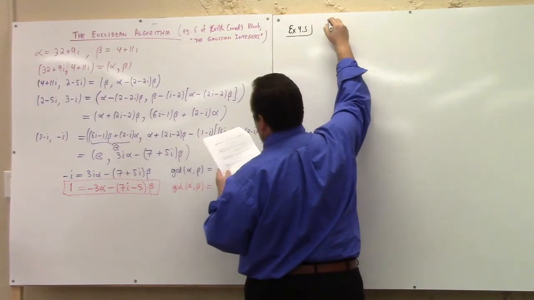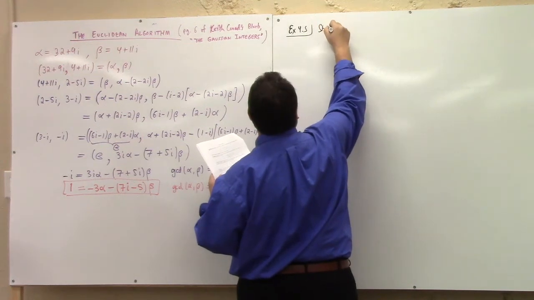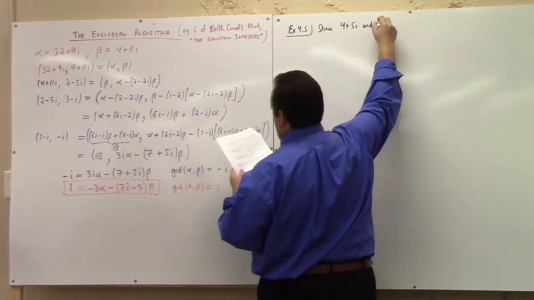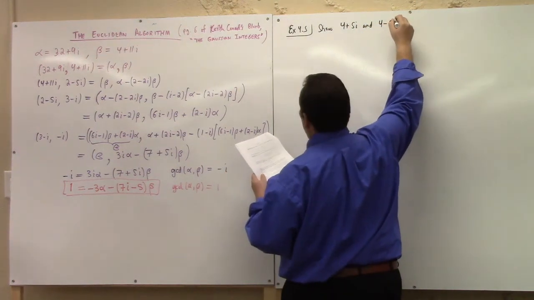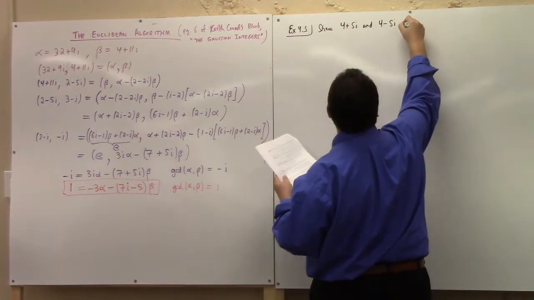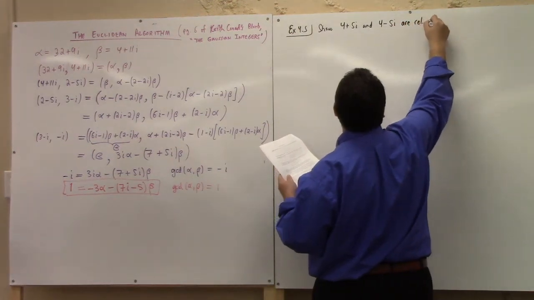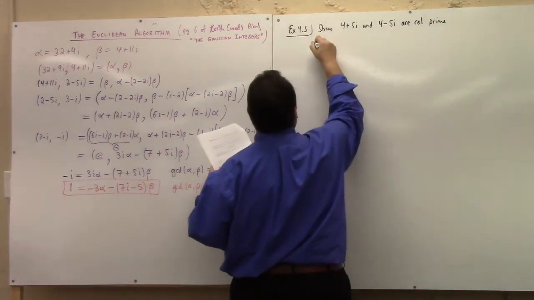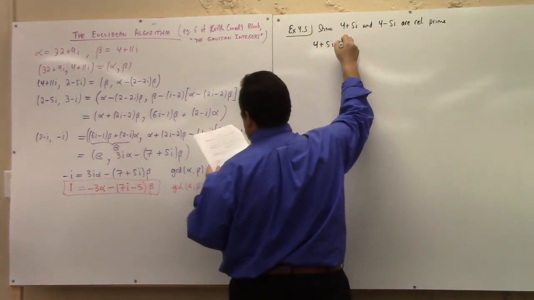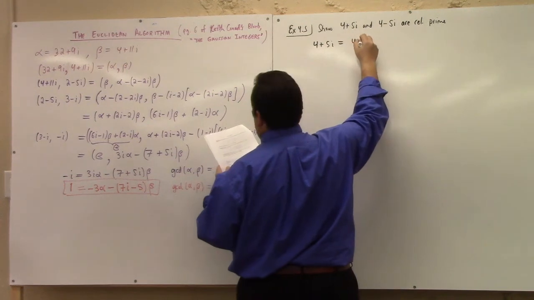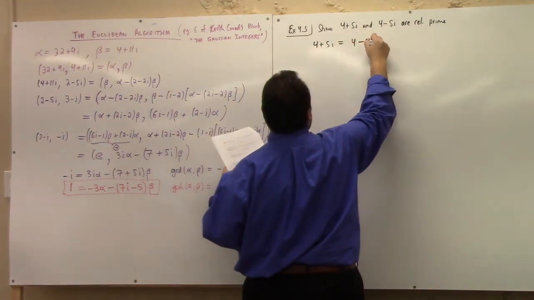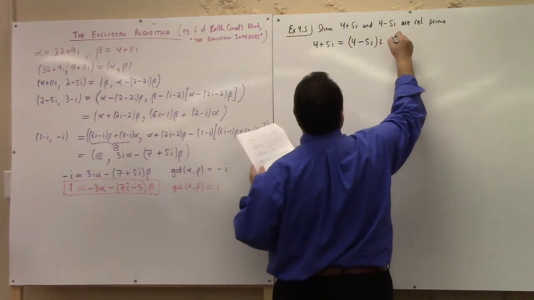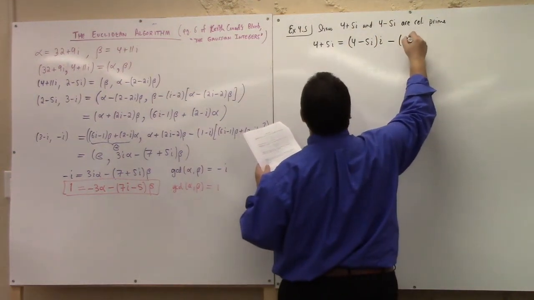and here he wants to show 4 plus 5I and 4 minus 5I are relatively prime. All right, so here goes. 4 plus 5I is equal to 4 minus 5I times I, minus parentheses 1 minus I.